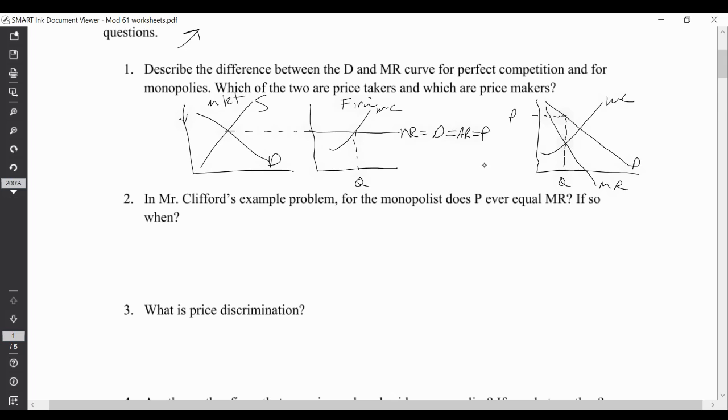So in perfect competition, the price equals the marginal revenue and equals the demand curve. In monopolies, the marginal revenue curve is below, or inside, the demand curve after the first unit. They are two separate curves, as a monopolist must lower price to sell more units. In perfect competition, they are price takers, but in a monopoly, they are price makers.